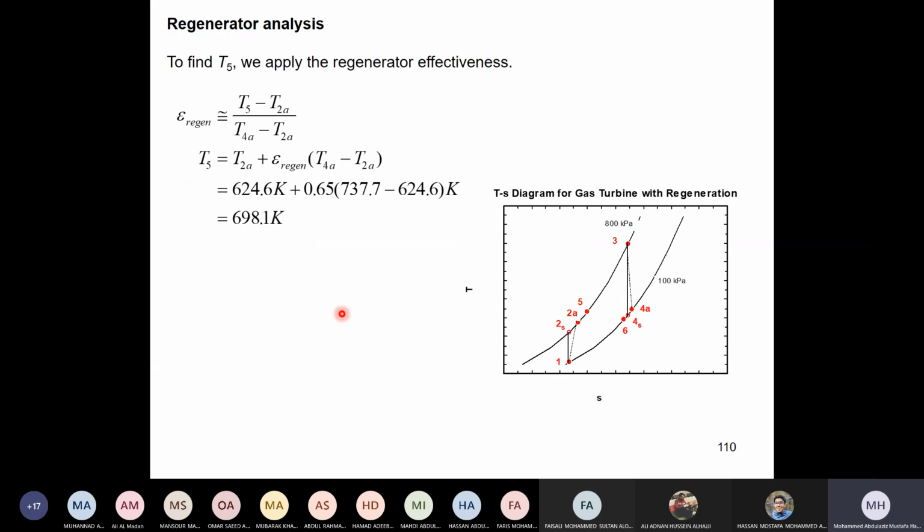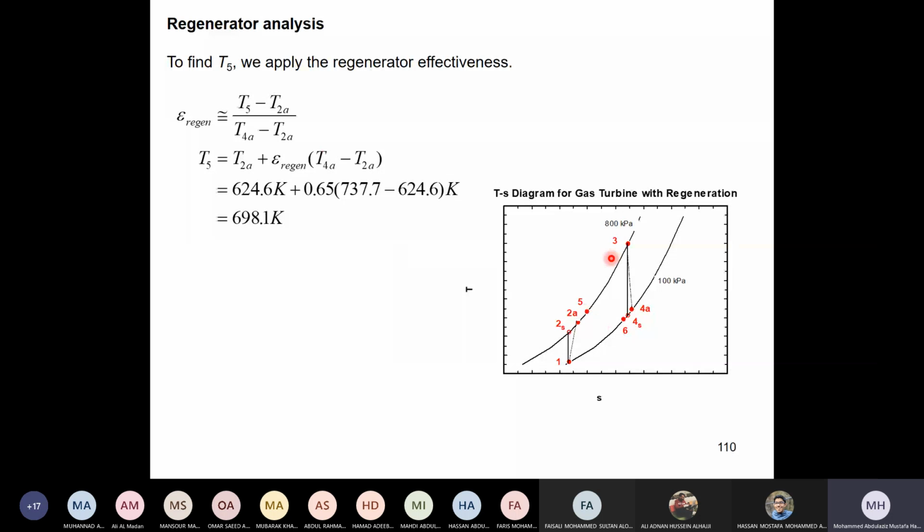Then it's giving us the regenerator. To calculate the efficiency, we need this. This is given to us, so I want to calculate T5 now. So we say here that T5 minus T2A, this is the actual rise in the regenerator, over the maximum rise. What's the maximum rise? It is T4A minus T2A. Remember that this is the actual exit. I cannot use 4S now. This is T4A, the maximum I can go. So T4A minus T2A is the ideal rise, the maximum I can go, and this is the actual. So from this equation, I get T5.